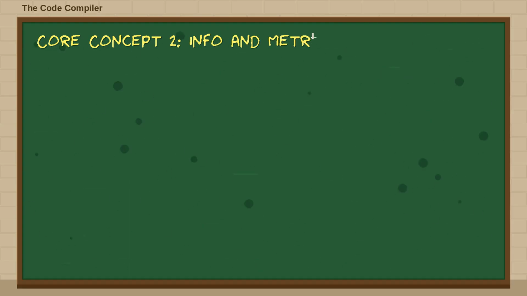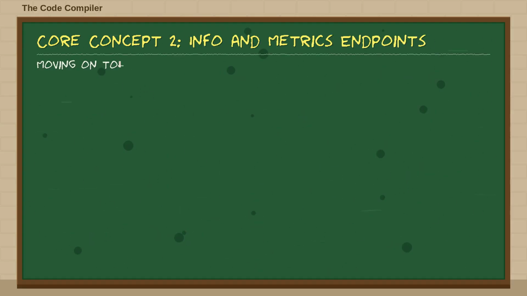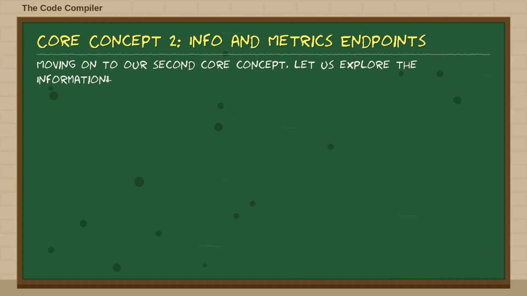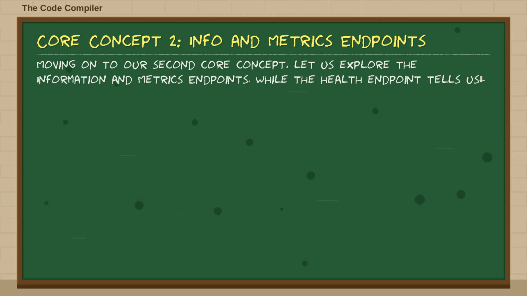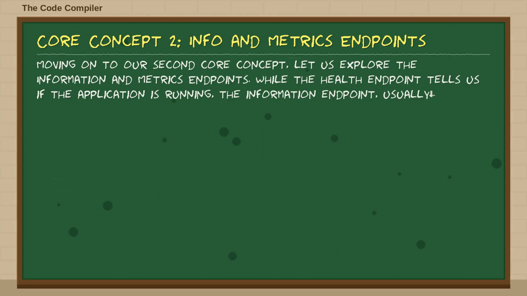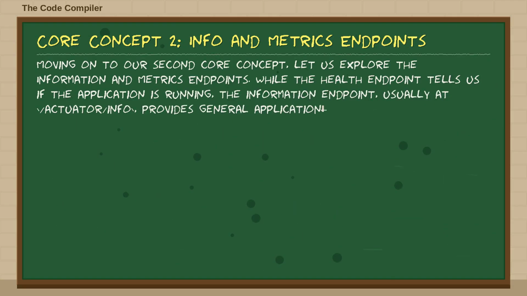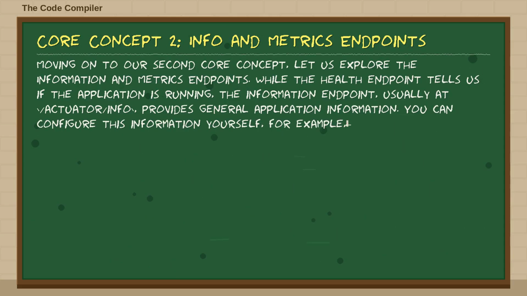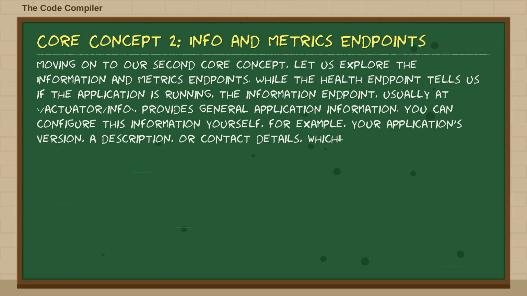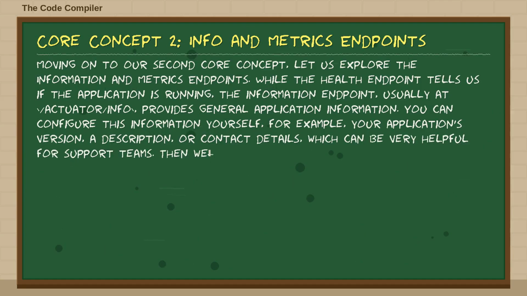Moving on to our second core concept, let us explore the information and metrics endpoints. While the health endpoint tells us if the application is running, the information endpoint, usually at /actuator/info, provides general application information. You can configure this information yourself, for example, your application's version, a description, or contact details, which can be very helpful for support teams.